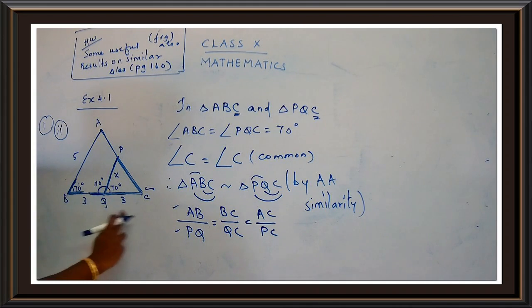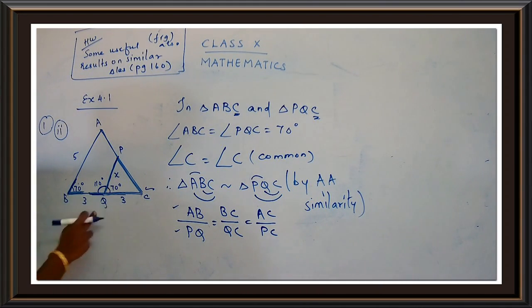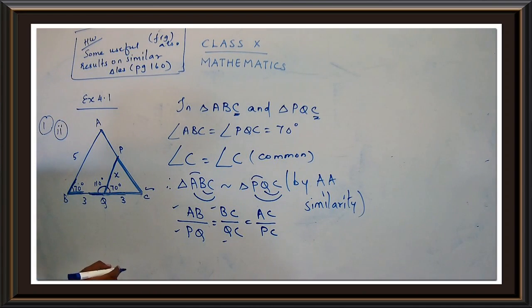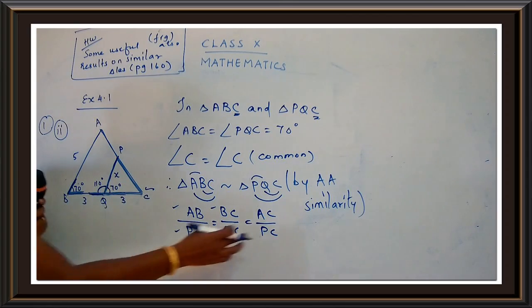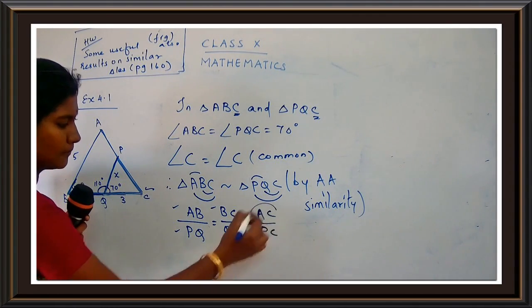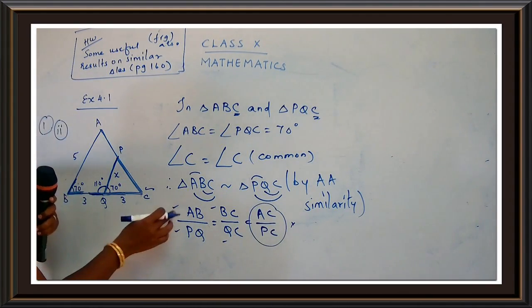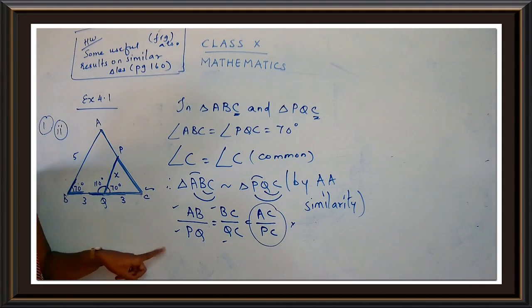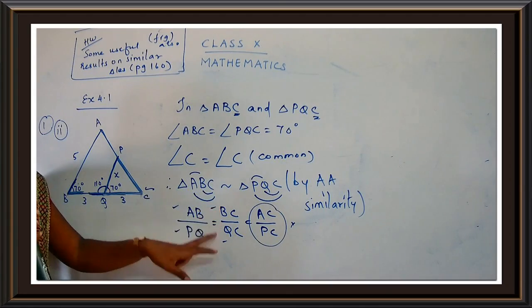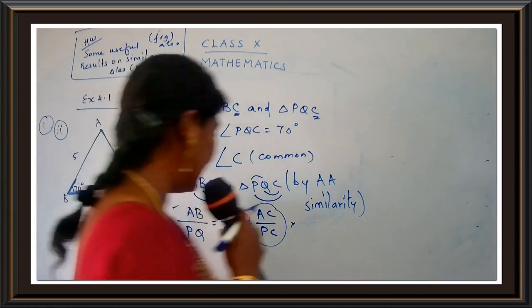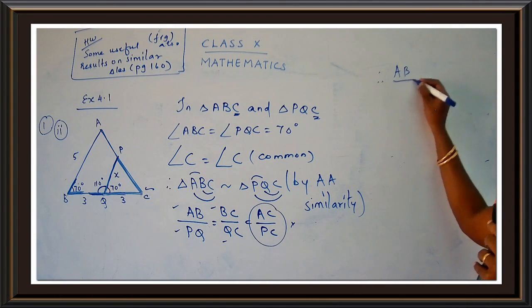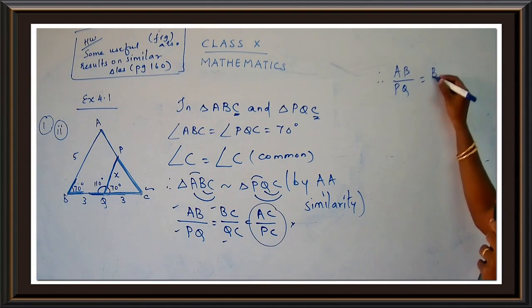BC, I know. What is BC? I know the value for BC. I know the value for QC. AC, I don't know AC value and I don't know PC value. So no need to consider this part. So I am going to consider AB upon PQ and BC upon QC. And I know that it is going to be similar, so they will be equal only. So I am going to write them together. I will put therefore AB upon PQ is equal to BC upon QC.